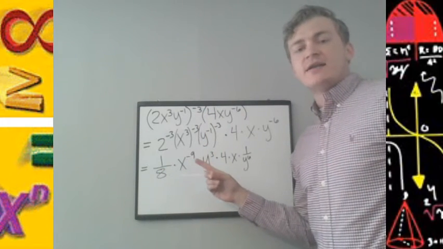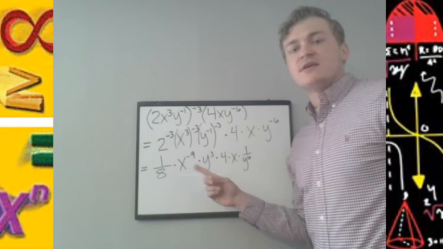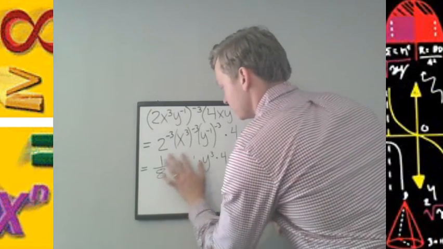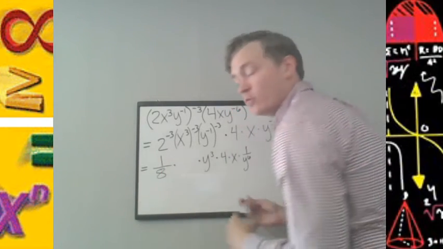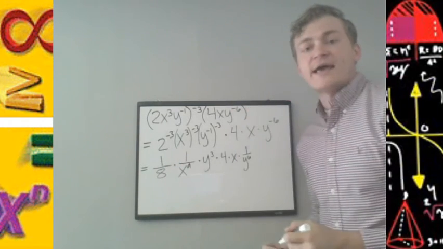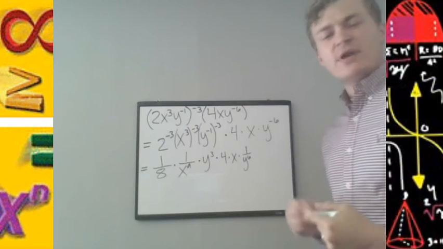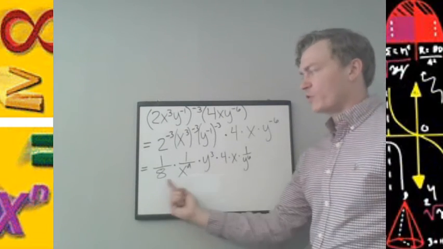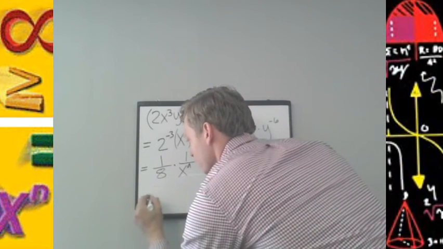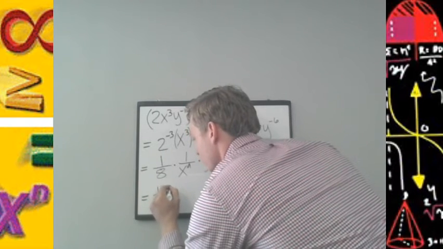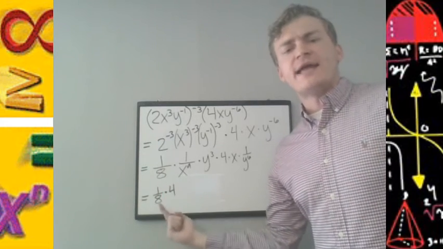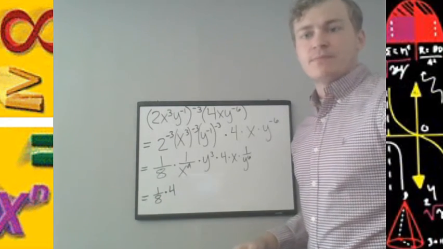X to the -9, we do not have 9 factors of x. This tells us to divide by 9 factors of x. In other words, we have an expression here, 1/x to the 9th power. So now what can we do here? Let's bring together the real numbers. 1/8 multiply 4, or asking ourselves, what is 1/8 of 4? We'll get to that in just a moment.